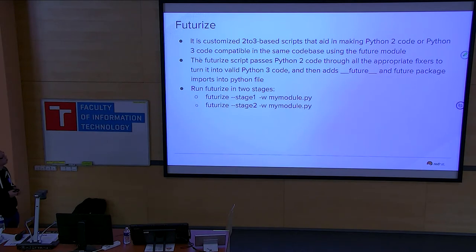So normally how it's used, you just pass Python 2 code through all the appropriate fixes, then it validates the code. Naturally, it will add some import dependencies. For example, it adds some builtins, future, and future package imports in your Python file. Normally, it runs in two stages. Stage one, you apply some very safe fixes on your entire code. Stage two will fix some more challenging ones, such as the string handling between Python 2 and Python 3.